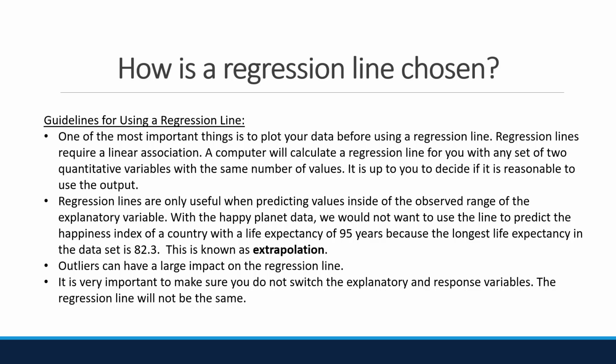Regression lines are only useful when predicting values inside of the observed range of the explanatory variable. With the Happy Planet data, we would not want to use a line to predict the happiness of a country with a life expectancy of 95 years, because the longest life expectancy in the data set is 82.3. This is known as extrapolation. Outliers can have a large impact on the regression line. It is very important to make sure you do not switch the explanatory and response variables. The regression line will not be the same.